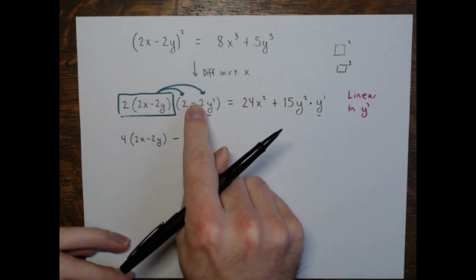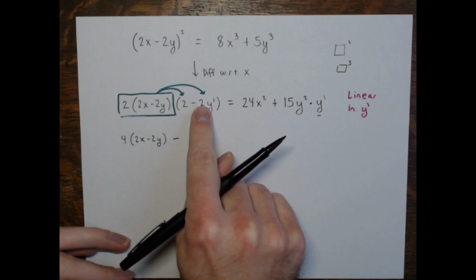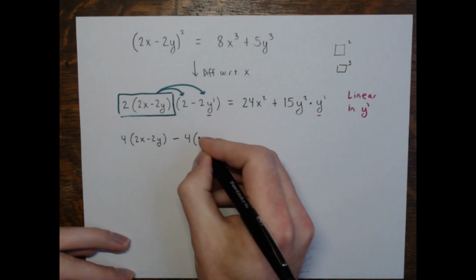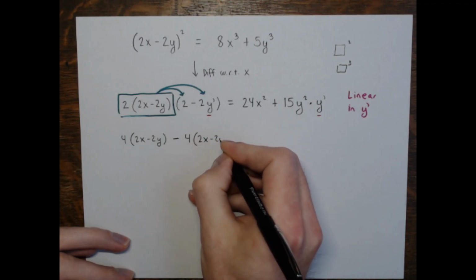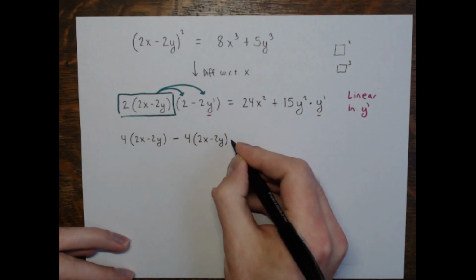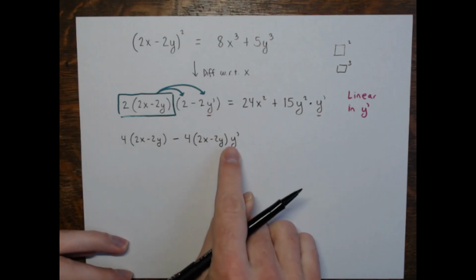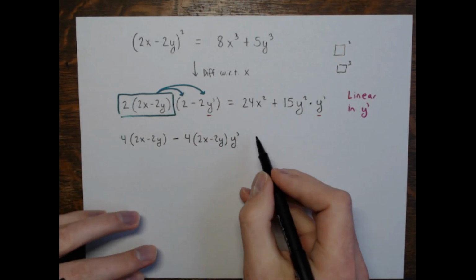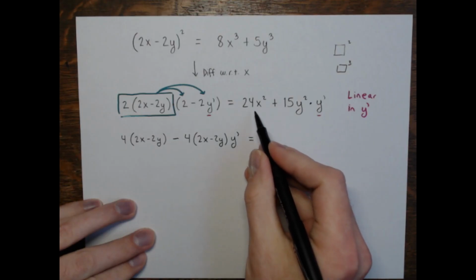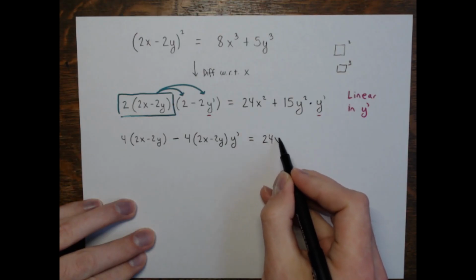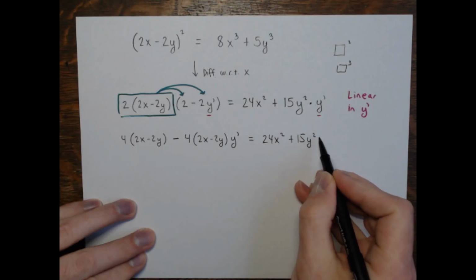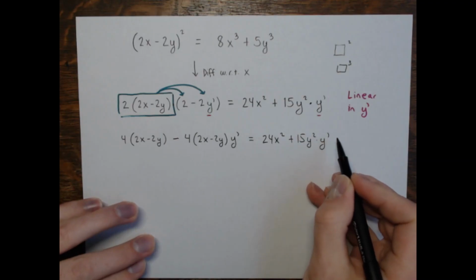Then, minus, and then this times the next term. Again, the 2 and the 2 make 4 again. So 4 times the quantity 2x minus 2y times y prime. Okay, so that, again, gets rid of the parentheses around the y prime over there. And then over here equals still 24x squared plus 15y squared times y prime.